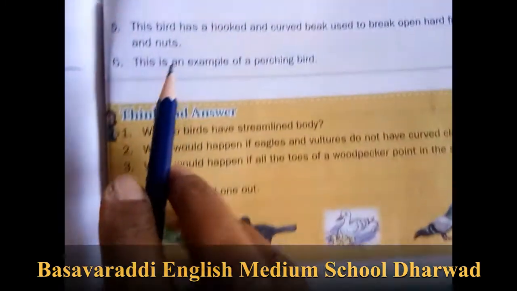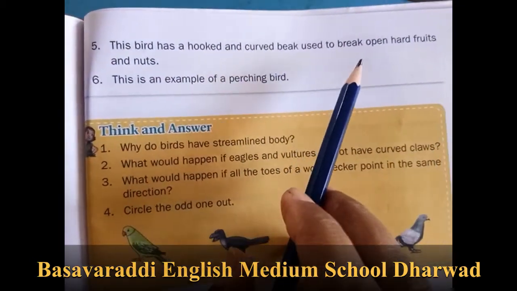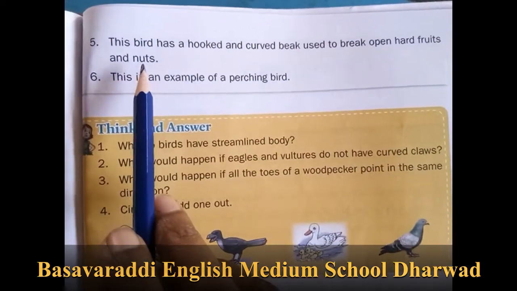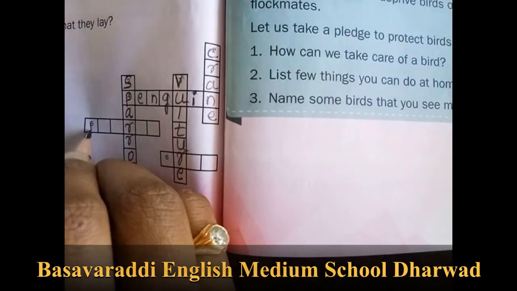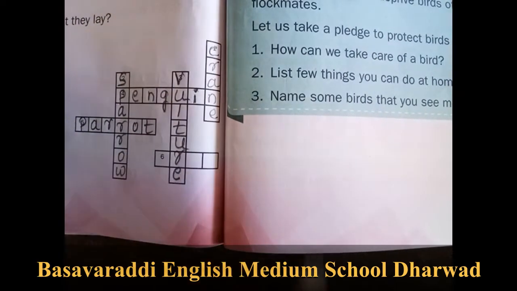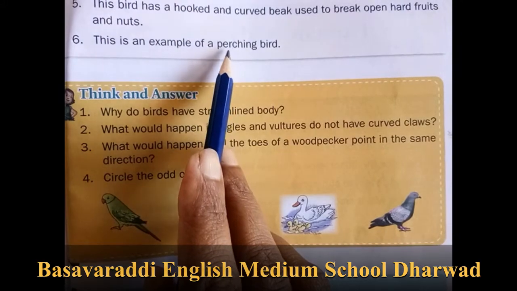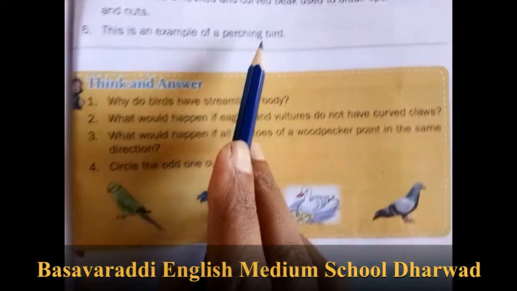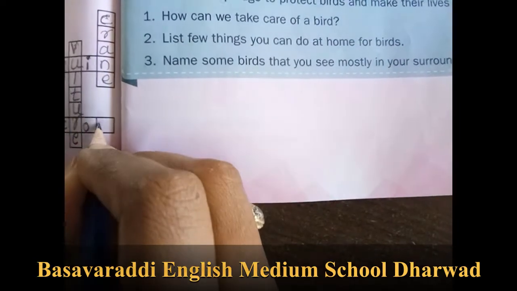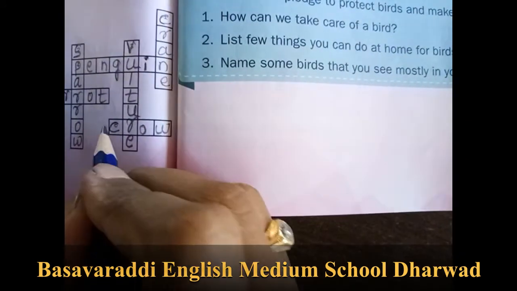Fifth one, this bird has a hooked and curved beak used to break open hard fruits and nuts. That is parrot. P-A-R-R-O-T, parrot. The last, this is an example of a perching bird. That is crow. C-R-O-W, crow.